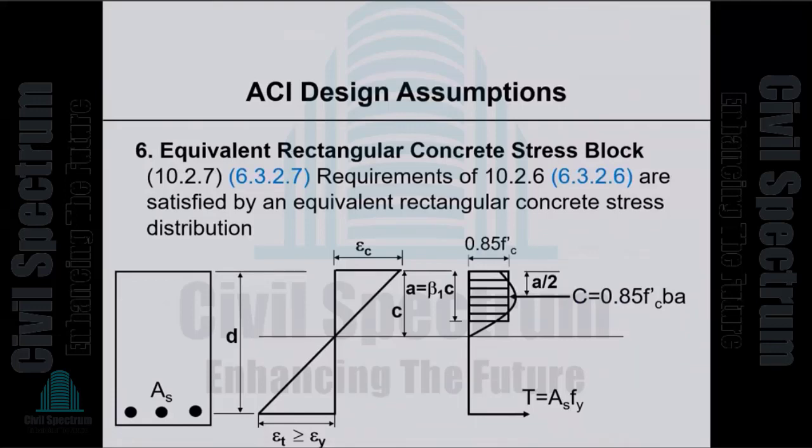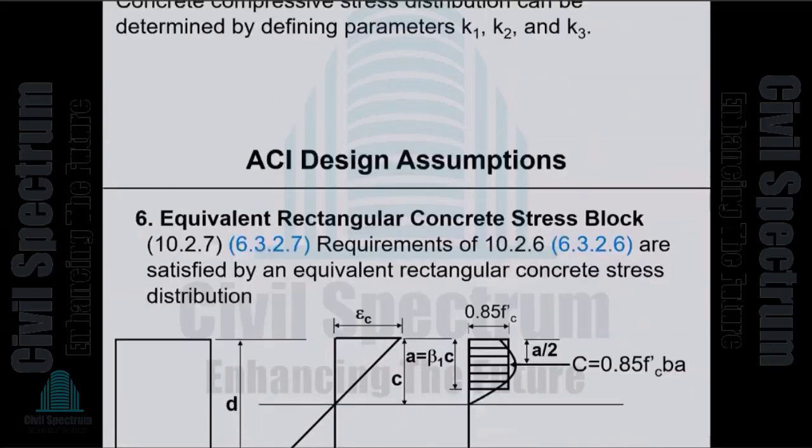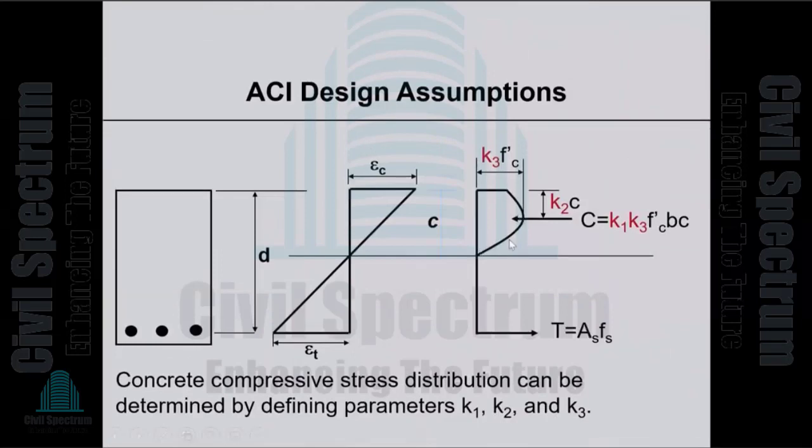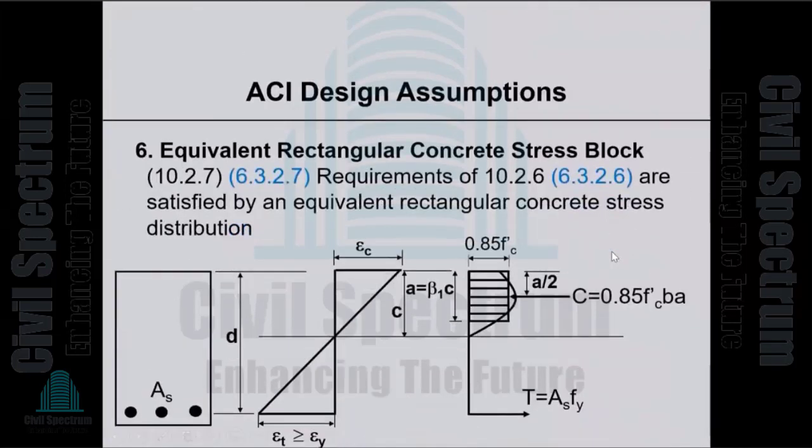Now, equivalent rectangular stress block. So the stress-strain distribution is nonlinear. If you follow the nonlinear stress-strain distribution, this is your compression block in the concrete. And to do anything with this, we need to determine k1, k2, k3. Now, ACI tells us that this actual stress distribution for calculation purposes can be replaced by this equivalent rectangular stress distribution. This is extremely important. In this rectangular stress distribution, the uniform stress is 85% of f'c, 85% of the specified compressive strength.